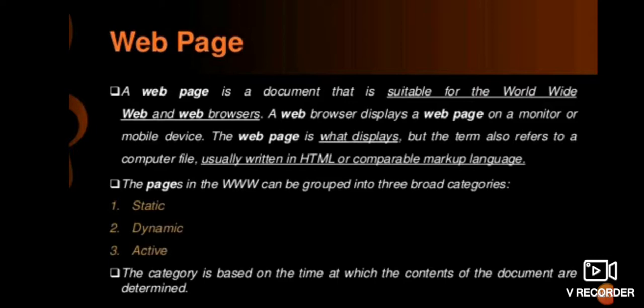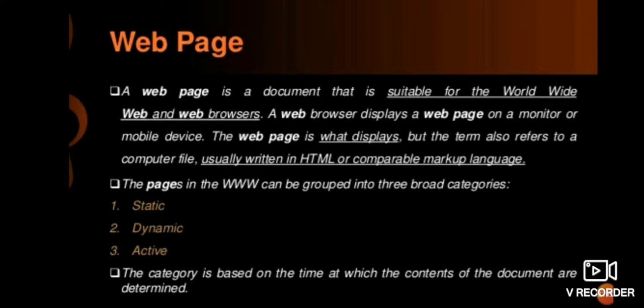A web page is a document that is suitable for World Wide Web and web browsers. A web browser displays a web page on a monitor or a mobile device. The web page is what displays, but the term also refers to a computer file, usually written in HTML or comparable markup language. So a web page can be displayed by a web browser. It is written in HTML or other comparable markup language.